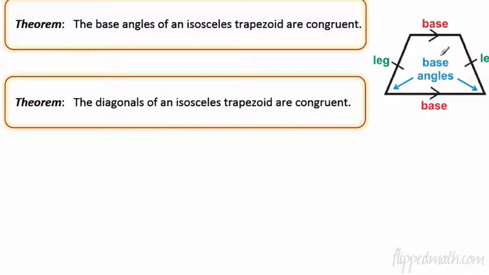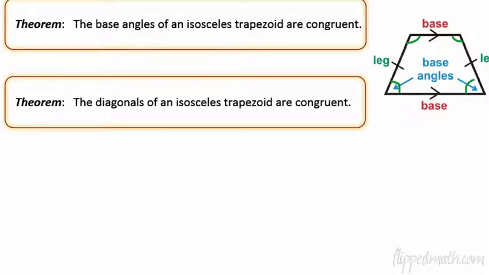The bases are the parallel sides, and the angles that come off the parallel sides are called base angles. You can tell here they're both obtuse. They're congruent to each other. Down here, they're also base angles. You can see that it's labeled. Those are congruent to each other. The legs are also congruent to each other. These are things that are true about an isosceles trapezoid.